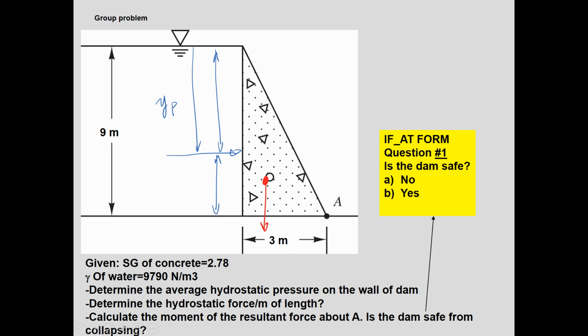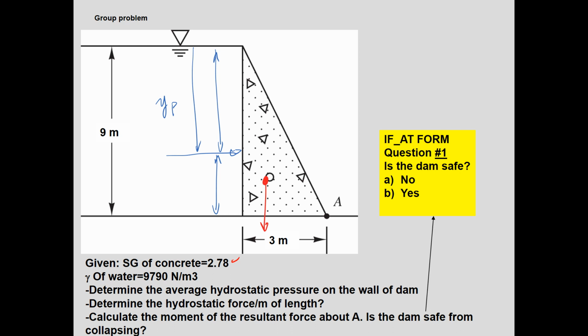Hello. I'm going to work the problem that you solved in class in case there were any questions. So in this problem we have a concrete dam that has a specific gravity of 2.78, and the dam retains water to a depth of 9 meters. And it gives me the specific weight of this water.